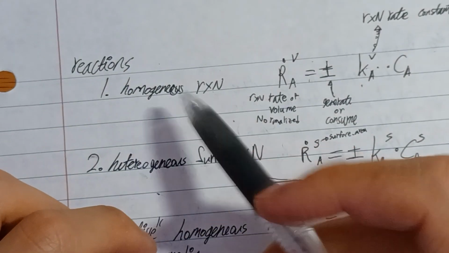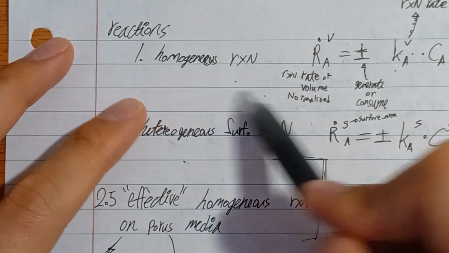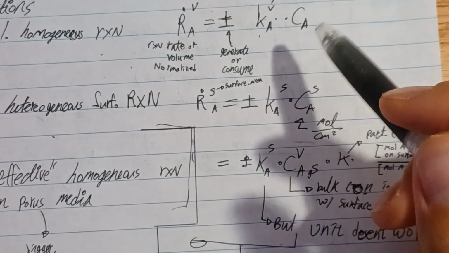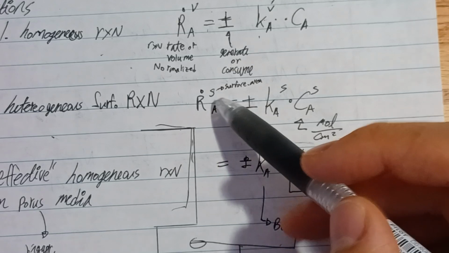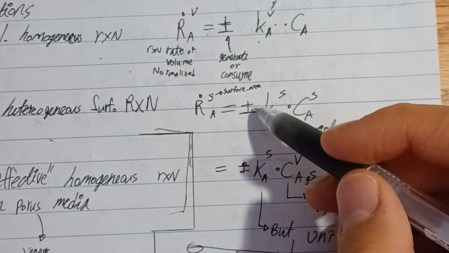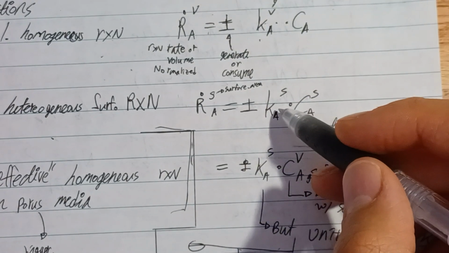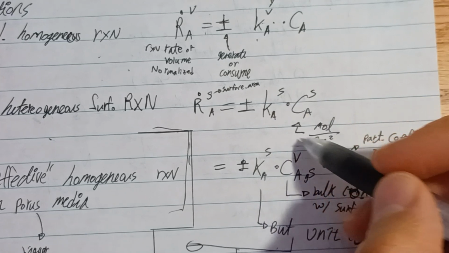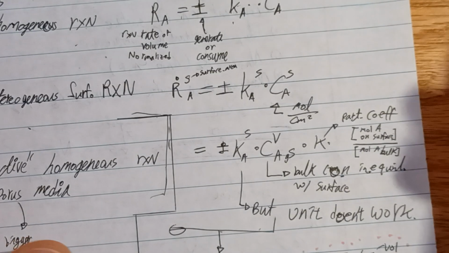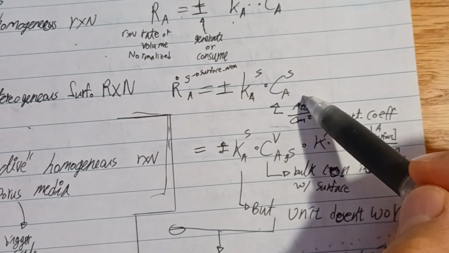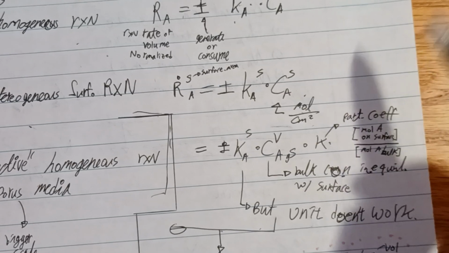For a heterogeneous surface reaction, which denotes that it is only happening on the surface rather than the entire volume, it is R dot SA, where S means the surface area, plus minus, either generating or consuming, a reaction rate constant KSA times CSA. In this case, the unit of the concentration is mole over centimeter squared.